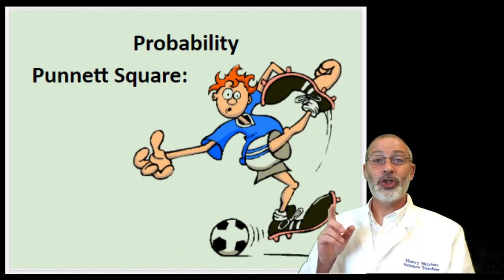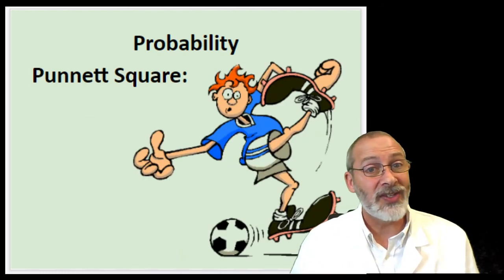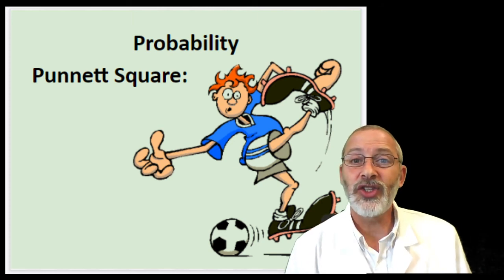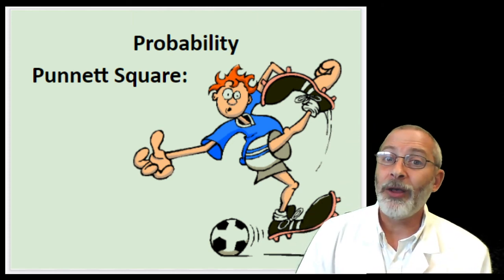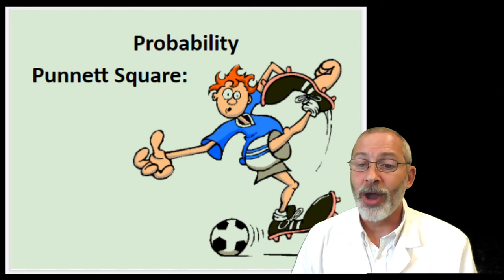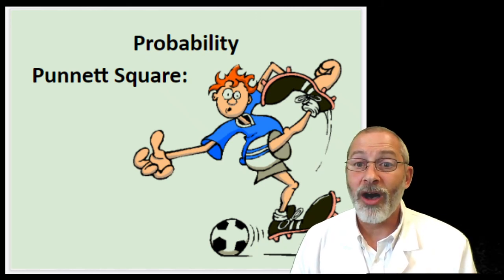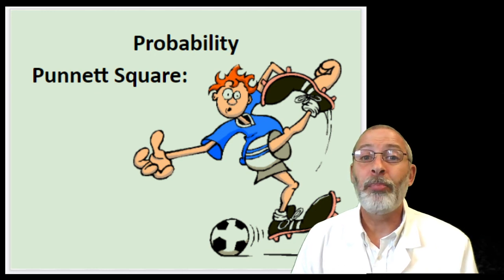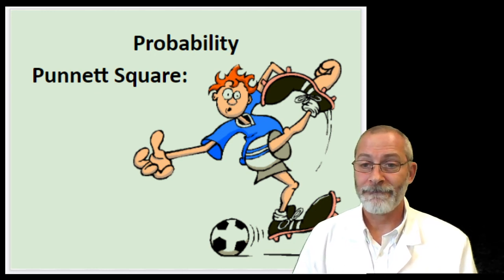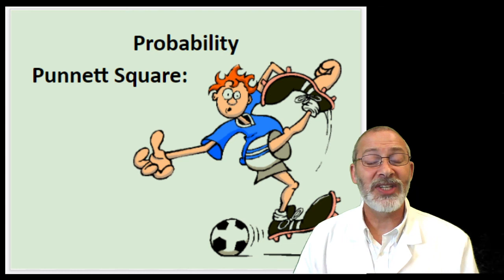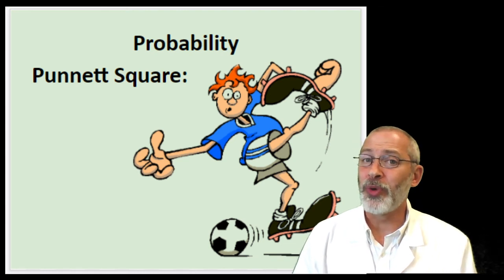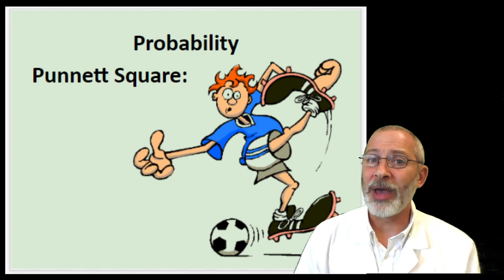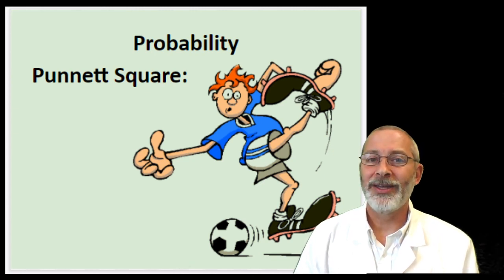There is a tool or a device that scientists use to help determine the probability of offspring, and it's called a Punnett square. And I am going to stop our video at this point, and we're going to pick up next time learning about Punnett squares.